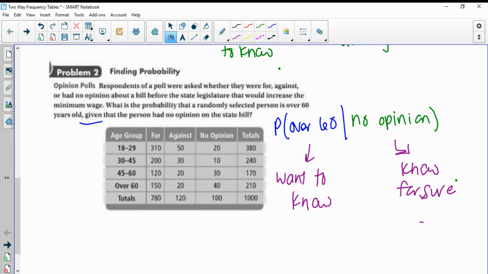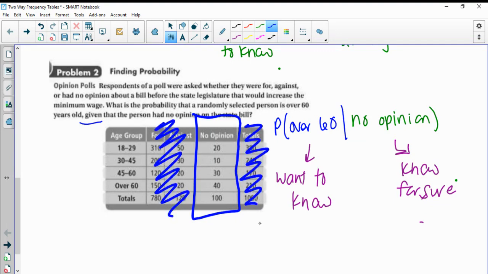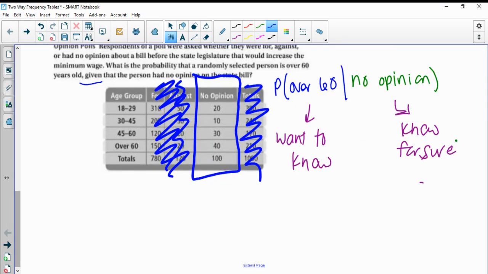And here's what this means for us. If we know for sure they had no opinion, then the no opinion part of this table, this is the only part we have to look at. We don't have to look at anything else. We don't need this. We don't need this. If we know they came from the no opinion group, then we don't have to look at anybody except the no opinion group.